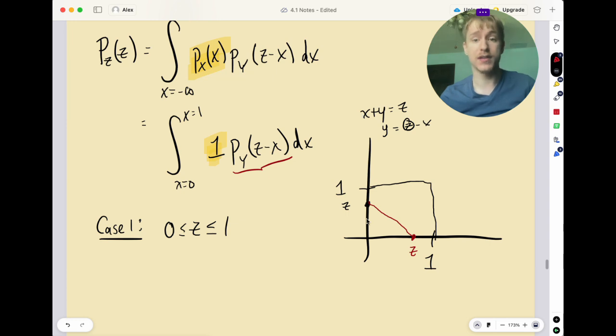Well, x is going to go from 0 all the way up to z. It cannot possibly exceed z. And if you think about it for a second, that makes sense. X has to be less than or equal to the sum of x and y, which is what z is.